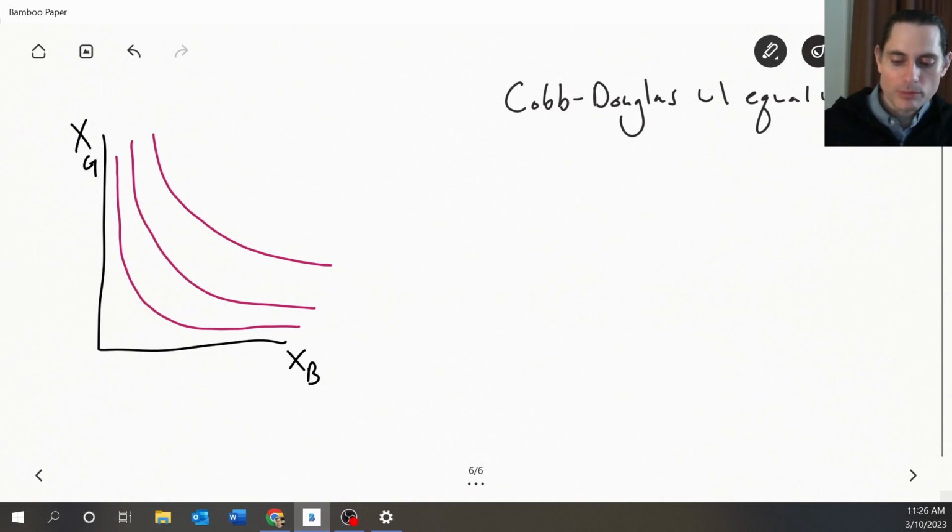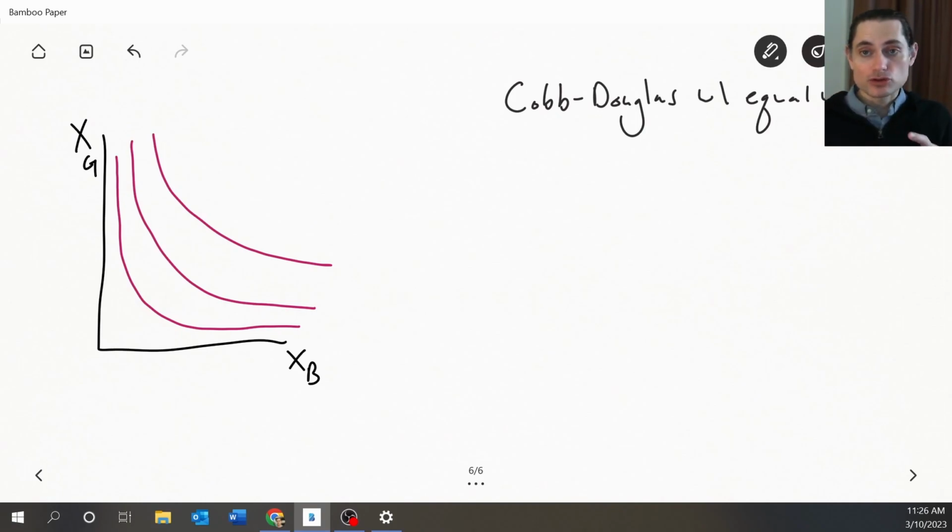Okay, so when we have perfect complements, what that means is that consumers are going to want to consume exactly the same amount of both goods. Right? When we have Cobb-Douglas preferences with equal weights, consumers are going to want to spend exactly half of their wage on each of the two goods. Okay, so it's not that they want to consume the same amount of both goods, they want to spend the same amount of money on both goods.